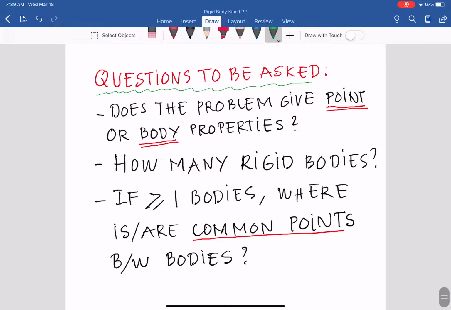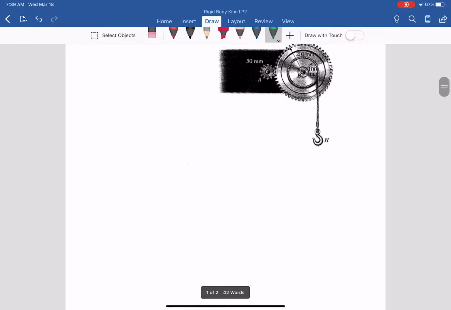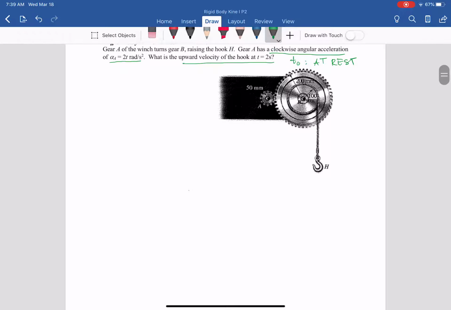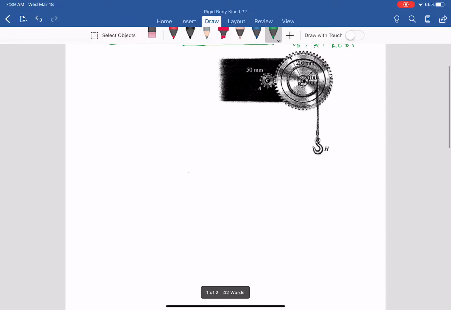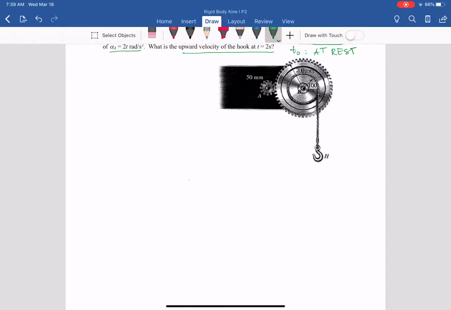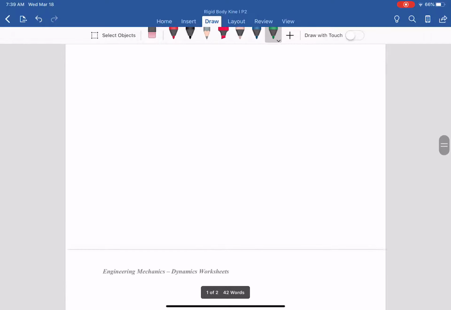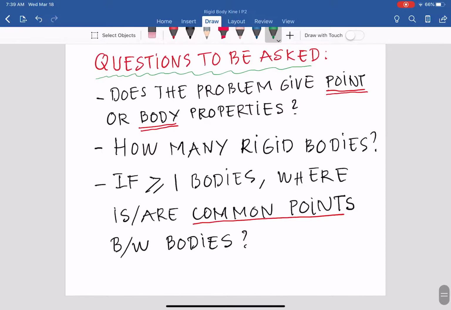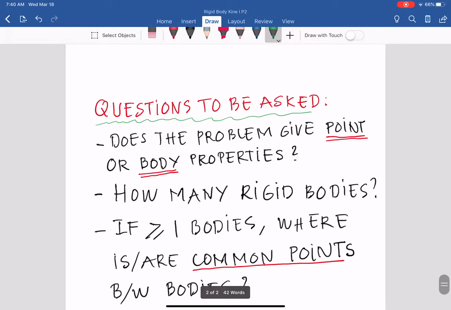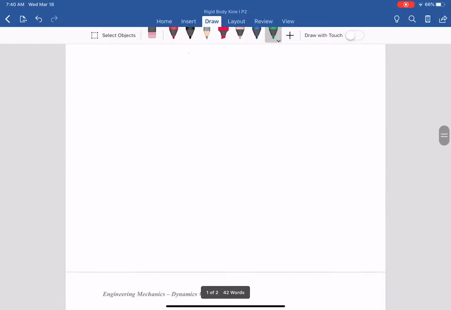How many rigid bodies? In this case, you can consider 2 or 3. Gear A, gear B, and you can consider the hook as another body. So 3 bodies. If you don't consider the hook and consider it attached to the gear, then it can be 2. But let's talk about 3 bodies here. And if there are 2 or more bodies, we need to ask ourselves, where are the common points between the bodies? So what are the common points here?